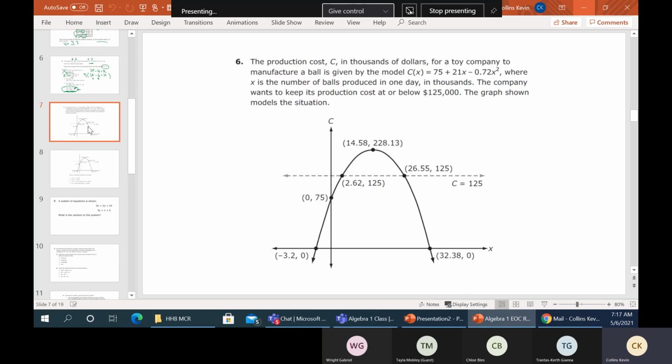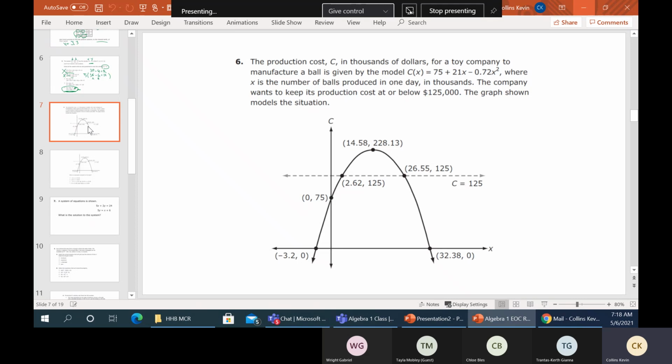Okay, so this one I had to spread over a couple slides. It was a pretty lengthy thing. This is the production cost in thousands of dollars, and yes, they really do this kind of stuff in business. For a toy company manufacturing a ball, this is the model that they use, where X is the number of the balls that they produce every day in thousands. This shows basically cost versus profit. The functions they use are to maximize their profit.